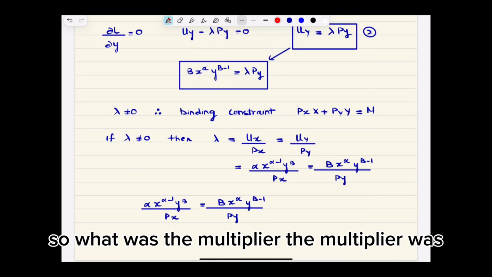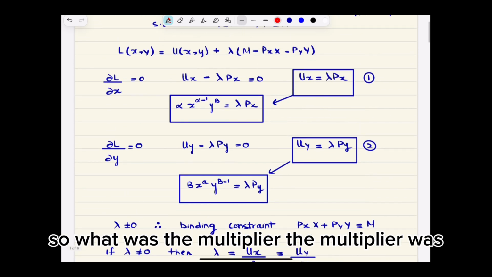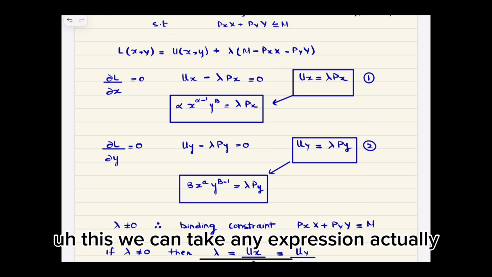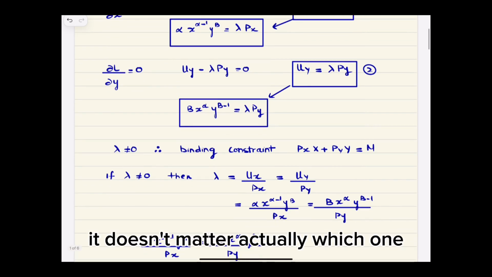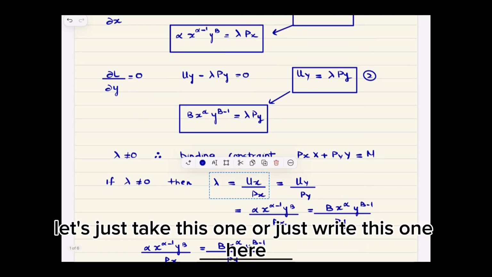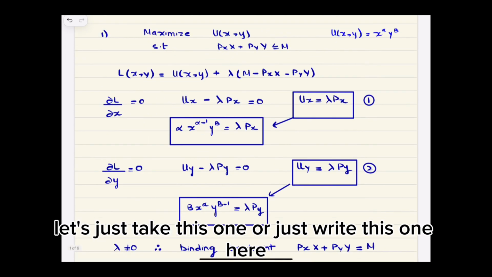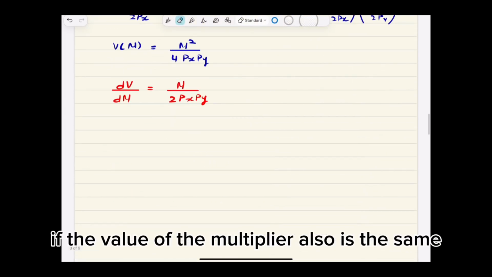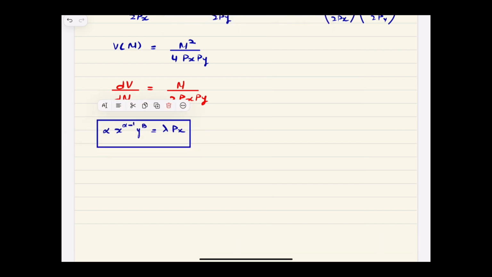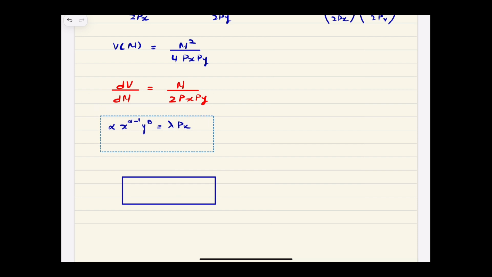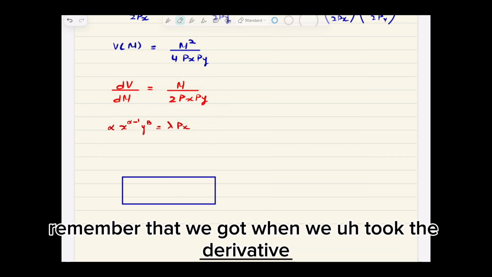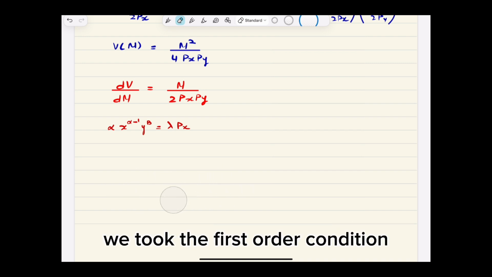So what was the multiplier? The multiplier was this. We can take any expression, actually. It doesn't matter which one. Let's just take this one, or just write this one here. So let's see if the value of the multiplier also is the same. Okay. This is the optimality condition, remember, that we got when we took the derivative. We took the first order condition.